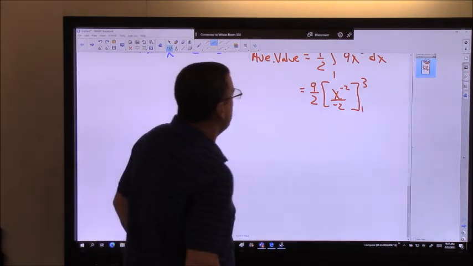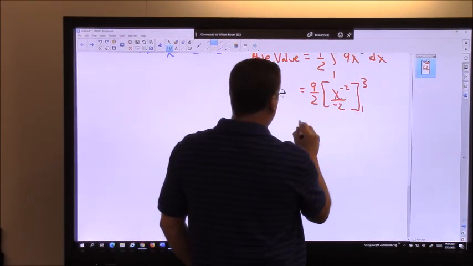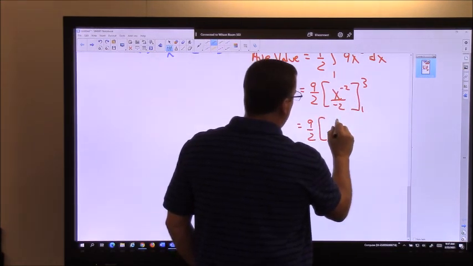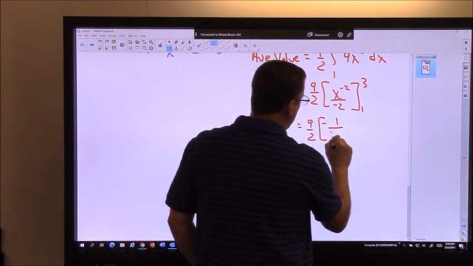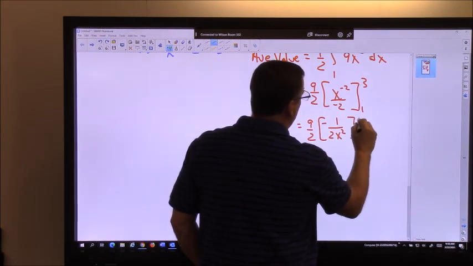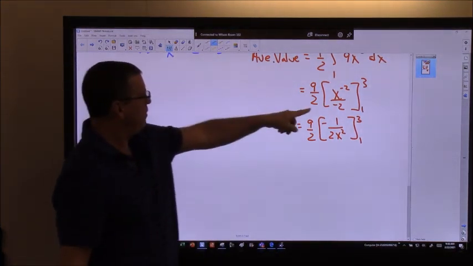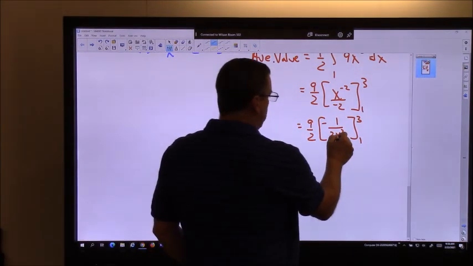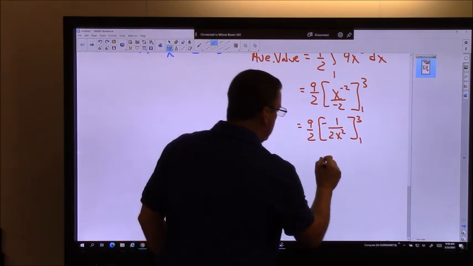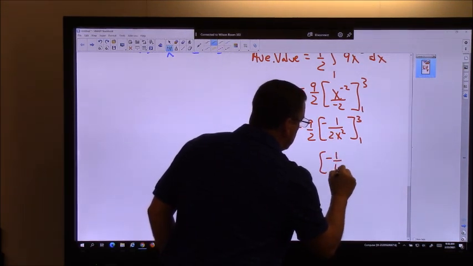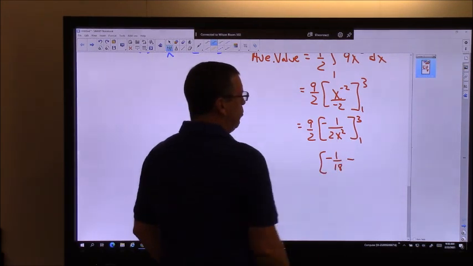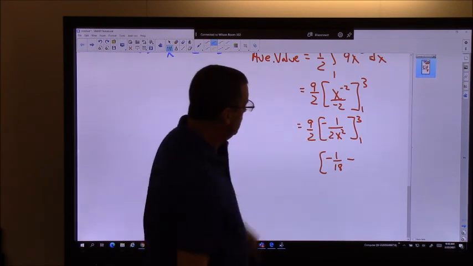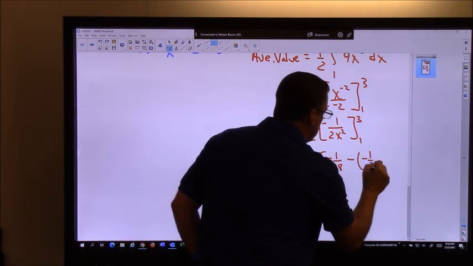Okay, so let's see, if I plug a 3 in, well, first of all, let's fix the negative exponents. So I've got 9/2 times, if I drop that down below the fraction bar, I've got a negative 1 over 2x squared evaluated from 1 to 3. Okay, it doesn't matter if the negative sign is in the denominator or the numerator. So now if I plug in a 3 and square it, I've got 9 times 2, that's 18. So I'm going to get a negative 1/18 minus what you get when you plug a 1 in. So if I put a 1 in and square, I get 1 times 2, that's 2, so 1/2. And I've got a negative 1/2.